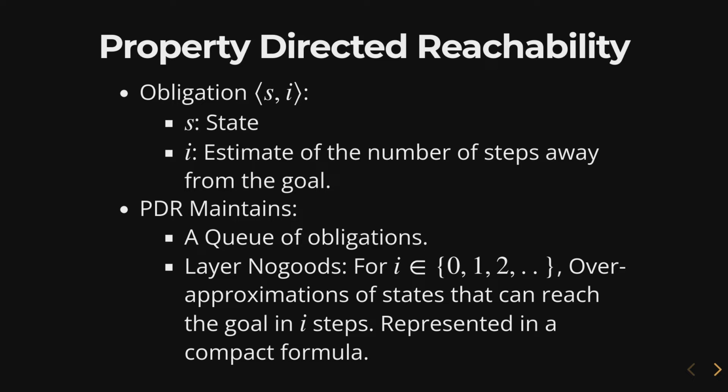PDR then processes the obligations in its queue and finds no-goods to constrain this over-approximation. If no plan exists, it is possible to constrain this reachability information to a point where PDR can show that the initial state cannot reach the goal, and this is how PDR proves no plan exists.